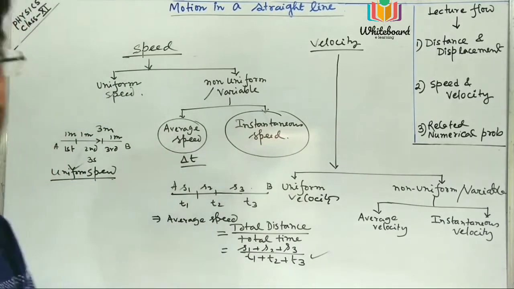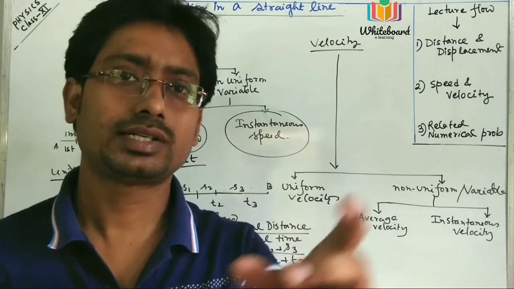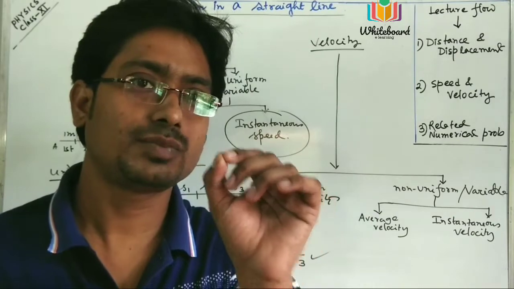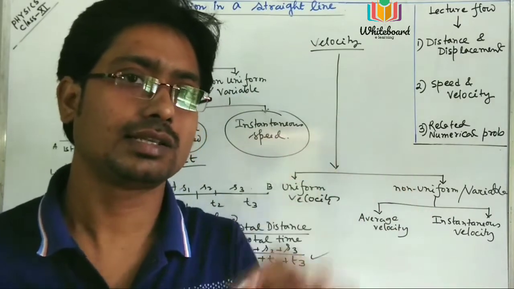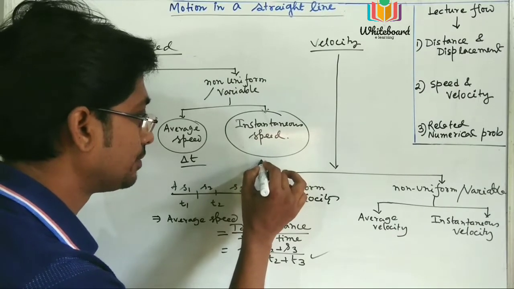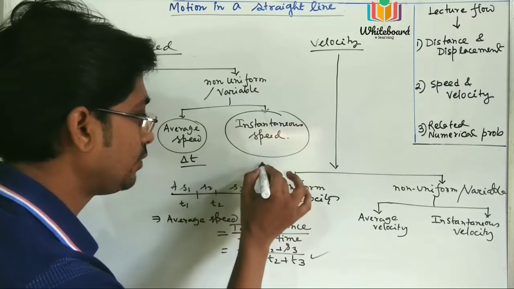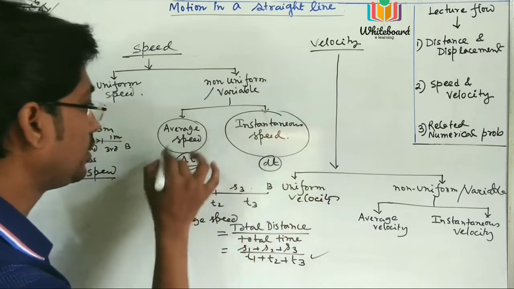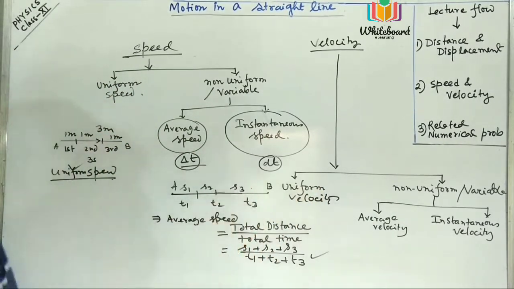But what is instantaneous speed? Our speedometer tracks the speed. The speedometer measures instantaneous speed. That means speed at that time, speed at that instant. So for instantaneous speed the time interval will be very small, and it can be denoted by dt. The longer interval is denoted by delta t. The smaller interval is denoted by dt.